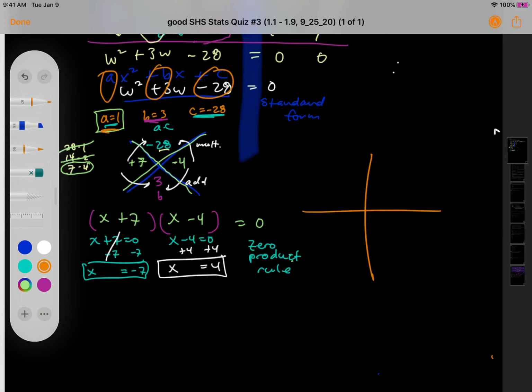Again, A is 1, so it's opening up. C is negative 28. And my graph might look something like this. So x equals 4 and x equals negative 7. X equals negative 7 on this blue dot here, and then my graph might look something like this.